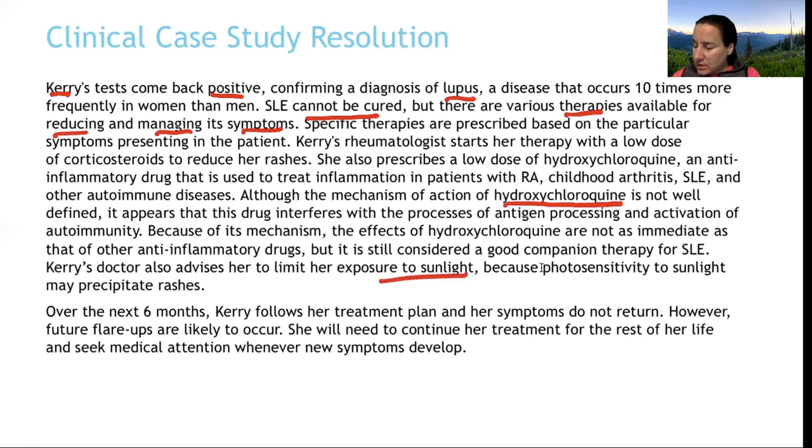Reducing exposure to sunlight. Using hydroxychloroquine and other anti-inflammatory drugs. So let's see what's going on with her. Over the next 6 months, Carrie is using these drugs. She's following her treatment plan to stay out of the sun, and her symptoms do not return. She might have flare-ups in the future. Yeah, of course, that will always be a possibility for her, and she will need to continue her treatment for the rest of her life.